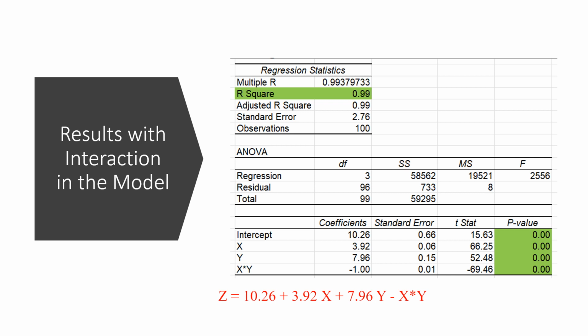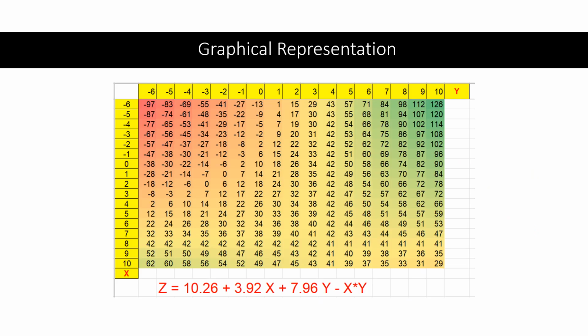Coefficient P values are also below 0.05. This is the resulting formula for the estimate of Z. With this graphical representation, we can see the highest Z values in green and the lowest in red. The maximum Z is for the maximum Y and minimum X. The lowest Z is for minimum Y and minimum X.